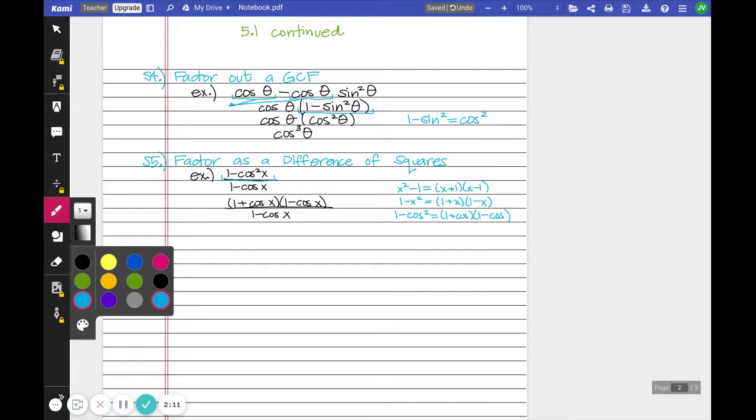Now what we can see is we've got this parentheses in the numerator matching up with what's in the denominator, and our final answer is just 1 plus cosine x. So factoring as a difference of squares is definitely something that you want to check for. It might not get used a ton, but when you have it, it is super helpful. So I'm going to pause this and I'm going to show you one more strategy, again, centered on factoring.